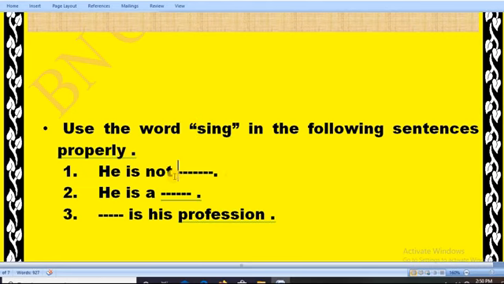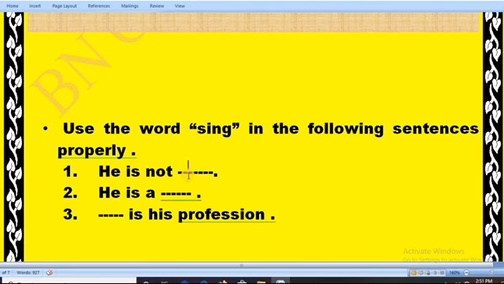If you are asked to tell, he is not dash. If you use the verb sing here, what will be the correct answer? He is not sing. Is it correct? Definitely not. He is not singer. That is also not correct. But when I write here, he is not singing, that is correct, right? Okay.